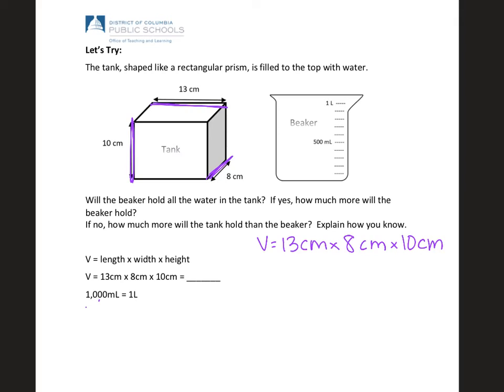Okay, so we can start by multiplying 13 centimeters times 8 centimeters. So I'm going to go up here and set it up. 13 times 8. 3 times 8 is 24. 8 times 1 is 8, plus 2 is 10. So that's 104 square centimeters times 10 centimeters. Okay?